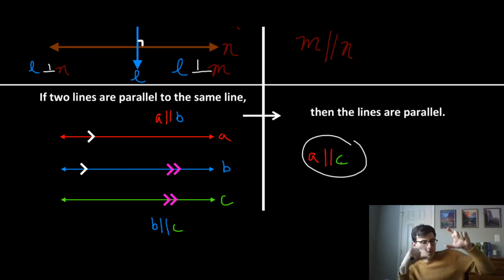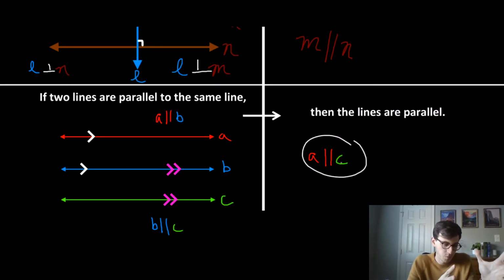It's like the transitive property for parallel lines. If A equals B and B equals C, then A equals C. It's the same idea. Okay, that was kind of a rough ending, but I hope that helps you see ways which you can start with lines that aren't known to be parallel and show that they are parallel.